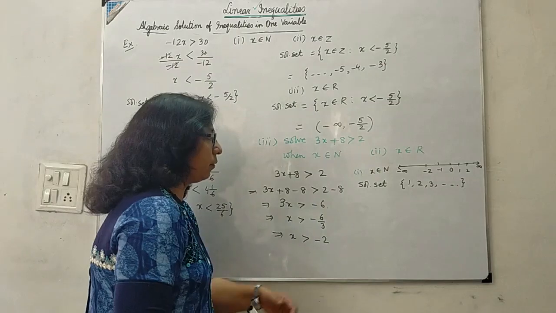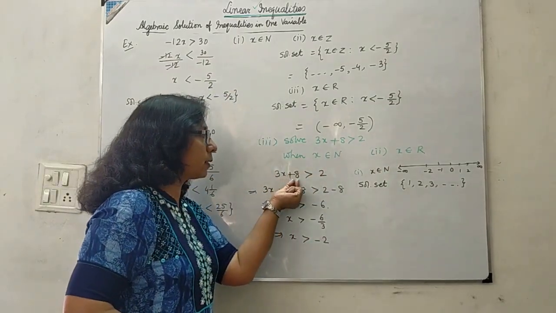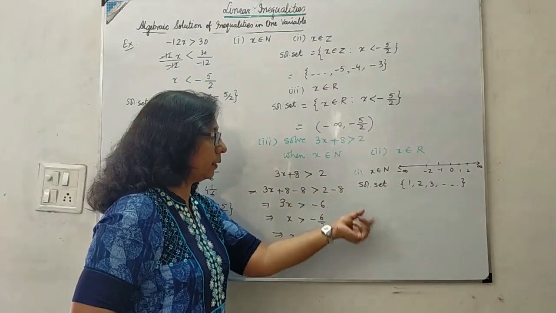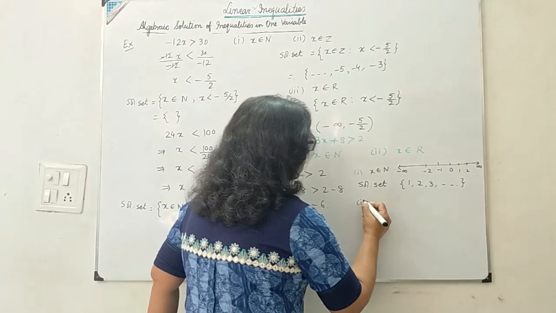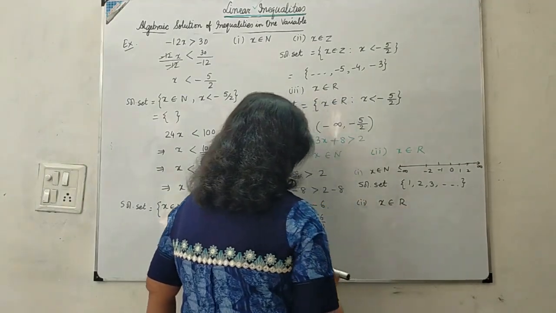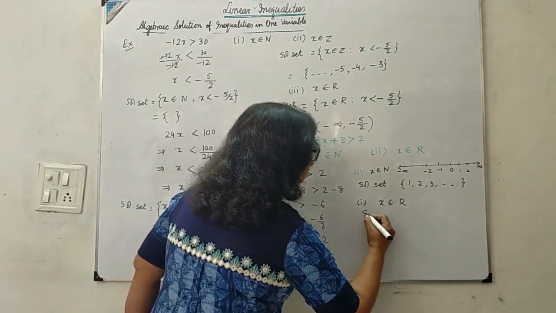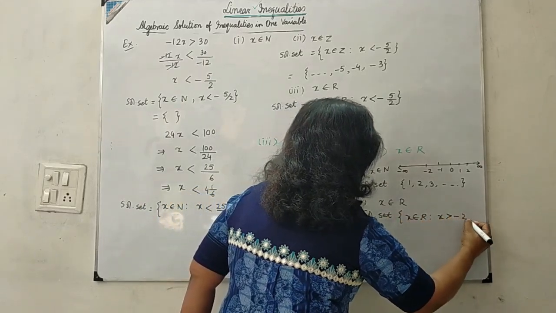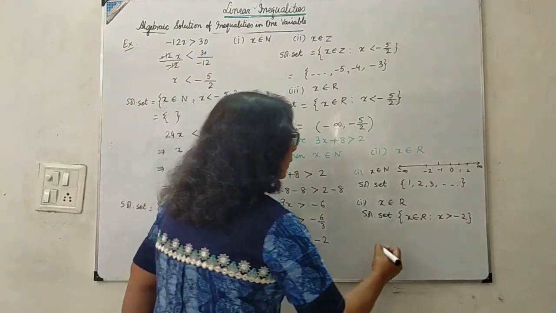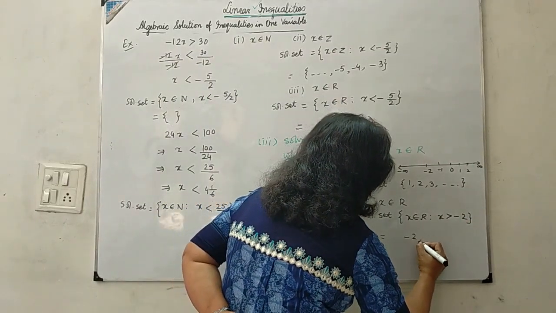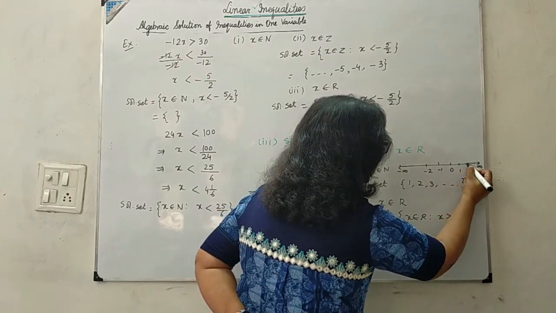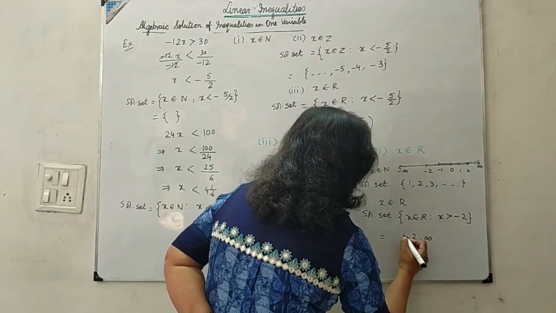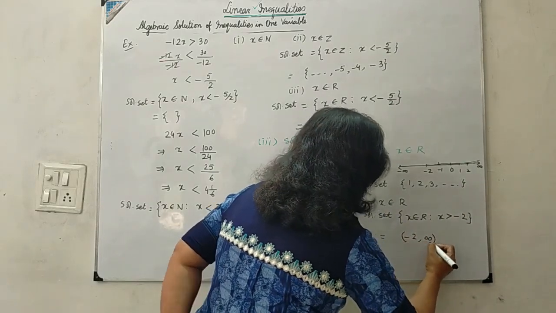You can verify your answer by substituting 1: 3 times 1 plus 8 is 11, greater than 2; 3 times 2 plus 8 is greater than 2, etc. Now in the second case, when x belongs to R, we have all the real numbers such that x is greater than minus 2, which can be further written in interval form as minus 2 to infinity. Minus 2 is open because the equality sign is not there, and this side is also open.